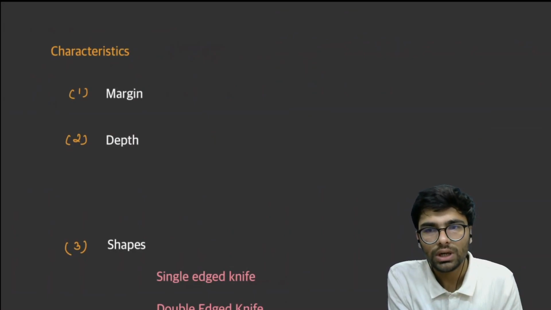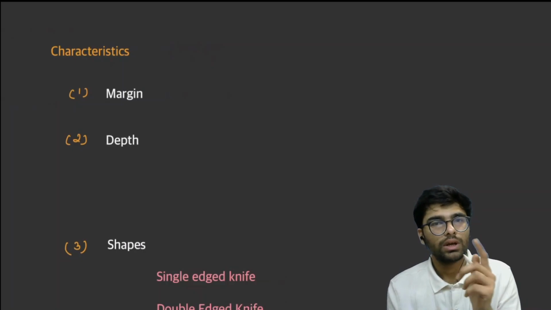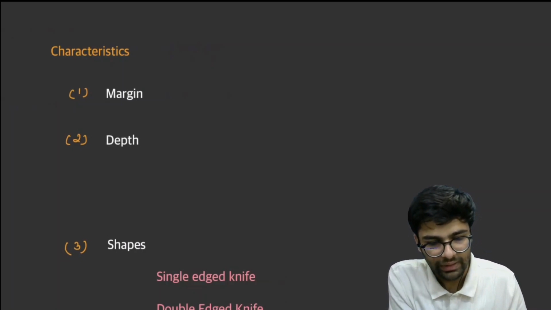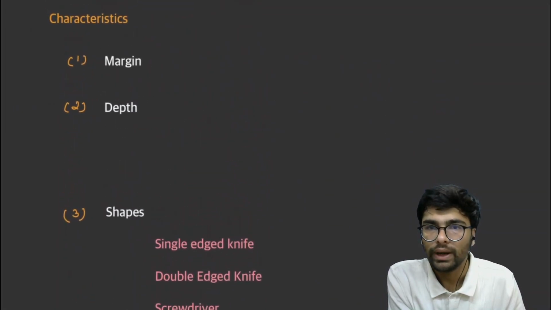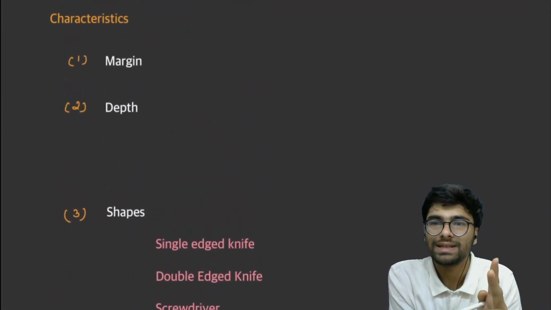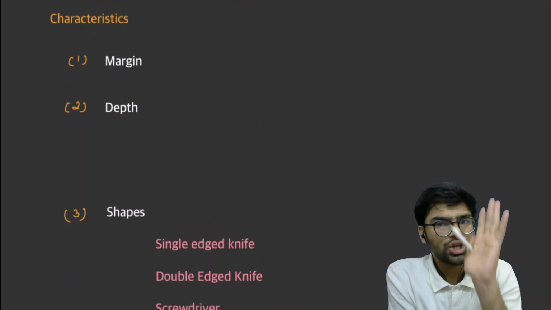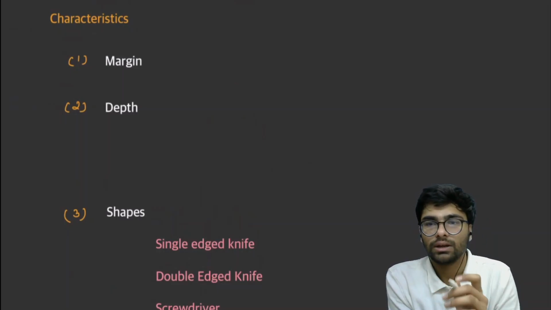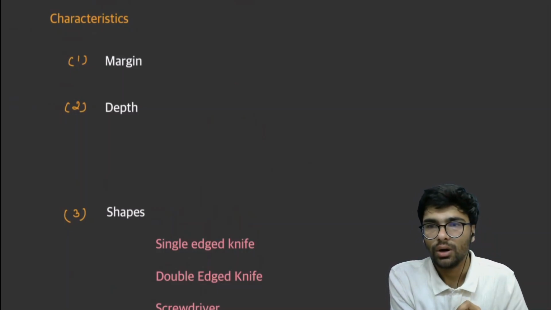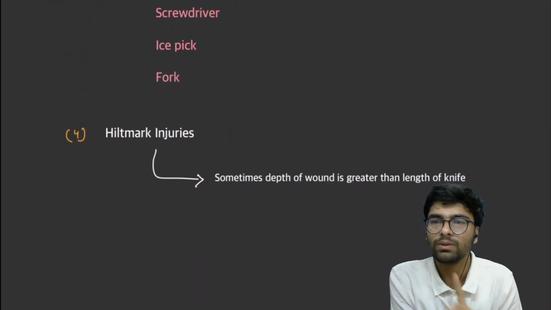Now let us move to the third heading, and that is the characteristic of stab wound injury. And here under characteristic we'll be covering 4 points. One is margin, second one is depth. Third is shape, and under shape you have to remember some 5-6 weapons, and the shape of that weapon, how it will be visible on the skin or on the body. Okay, we'll look into it. And the fourth one is hilt mark injury. We'll see what hilt mark means.